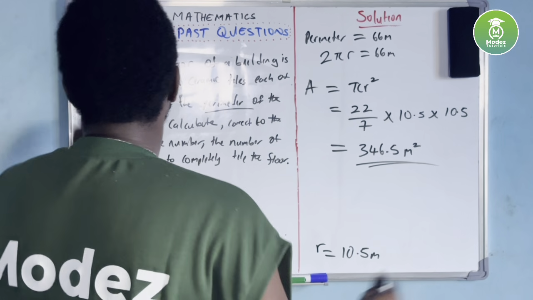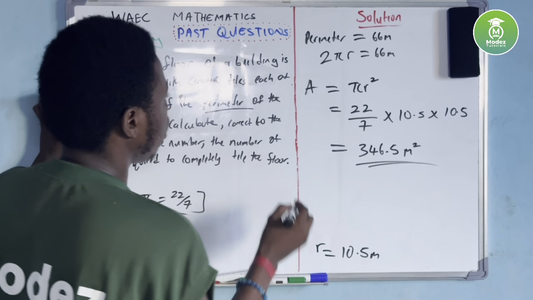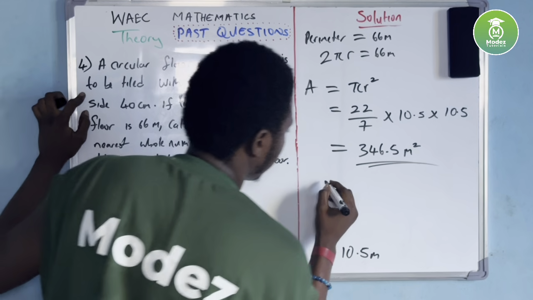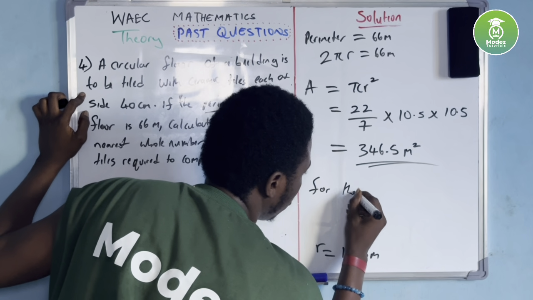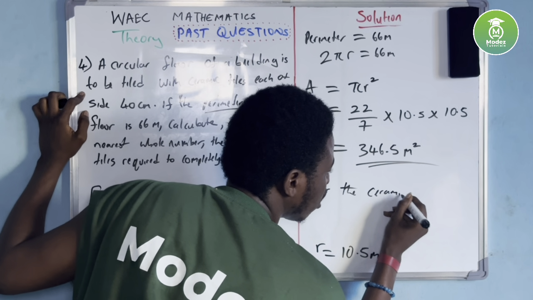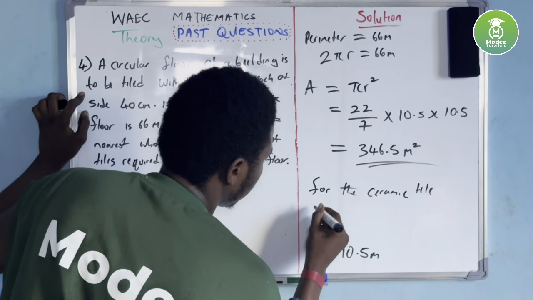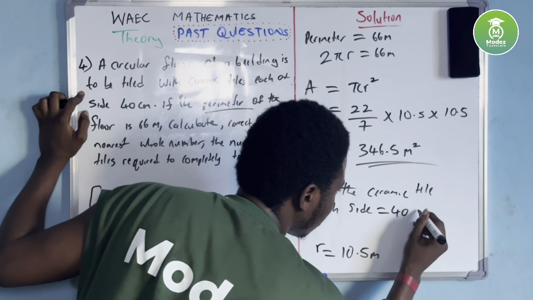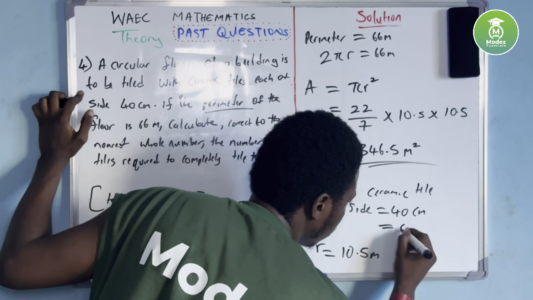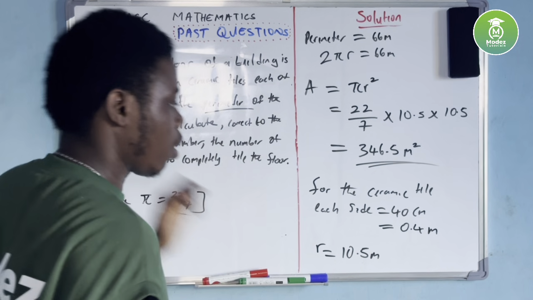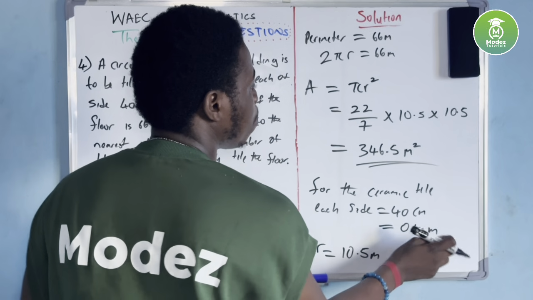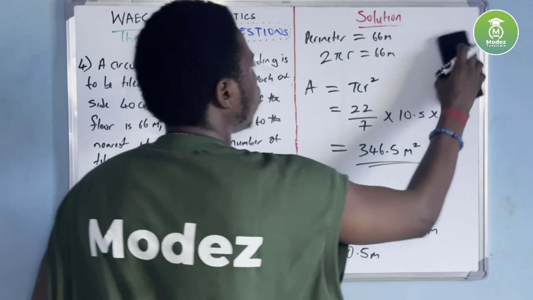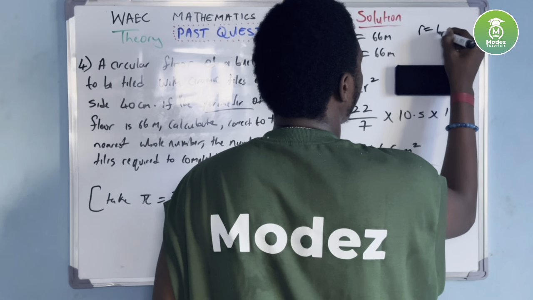So the area of this tile will be what? Don't forget that the side of this tile is 40 centimeter. So for the ceramic tiles, each side is equal to 40 centimeter, which is equal to what? 0.4 meter. 40 over 100. You convert it to meter. Everything is in meter. Meter square. So you have to convert it to meter. I'll write the radius as equal to 10.5 here.